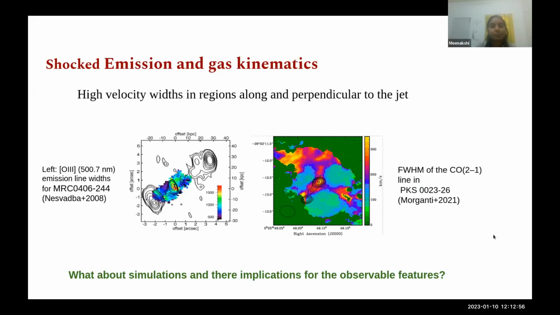Then in the second part, we tried to estimate how the shocked emission and the gas kinematics are affected by the jet, because there have been various observational studies which have found, as you can see in these two figures here, that the regions close to the jet show high velocity dispersion in the IFU studies, for the ionized gas and also for the molecular gas. So here we have tried to perform resolved simulations of jet-gas interactions and see what sort of implications we draw from them.